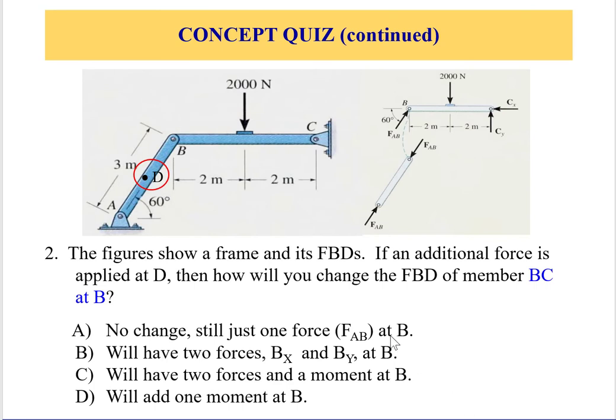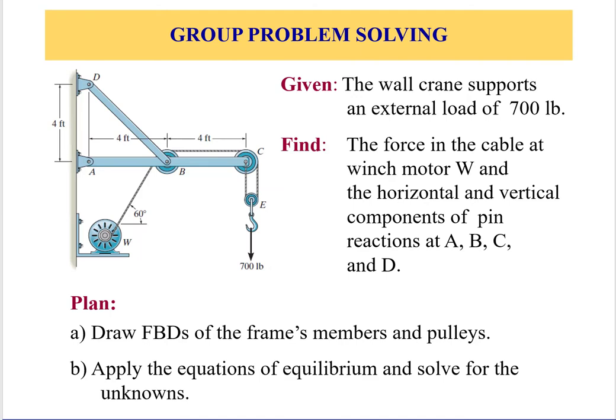However, if that force or moment is applied at AB in between, then definitely there will be some change, because AB no longer is a truss member, so we don't know the direction of the force. If that force is added here, we don't know if this is compression or tension. What we know is we have two unknowns, reaction force at A and at B. So the answer is B. We'll have two forces, Bx and By at B.